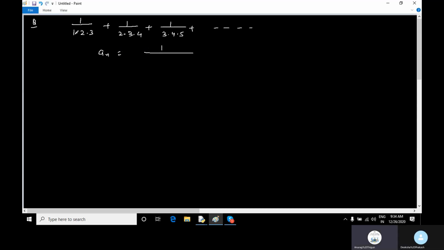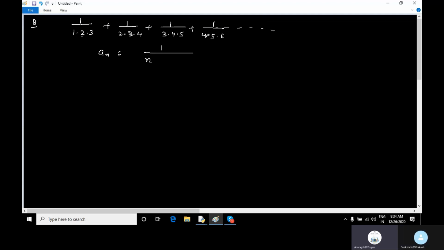1 upon n, because 1, 2, 3 and so on it's going. Should we multiply those terms or just keep it like this? Multiply, otherwise we can't determine what is going on. See, how to check the nth term here? See, what can you write as the next term? By deciding only you can check out here. First term is 1, 2, 3. This is 2, 3, 4. 3, 4, 5. So here we will get 4, 5, 6.